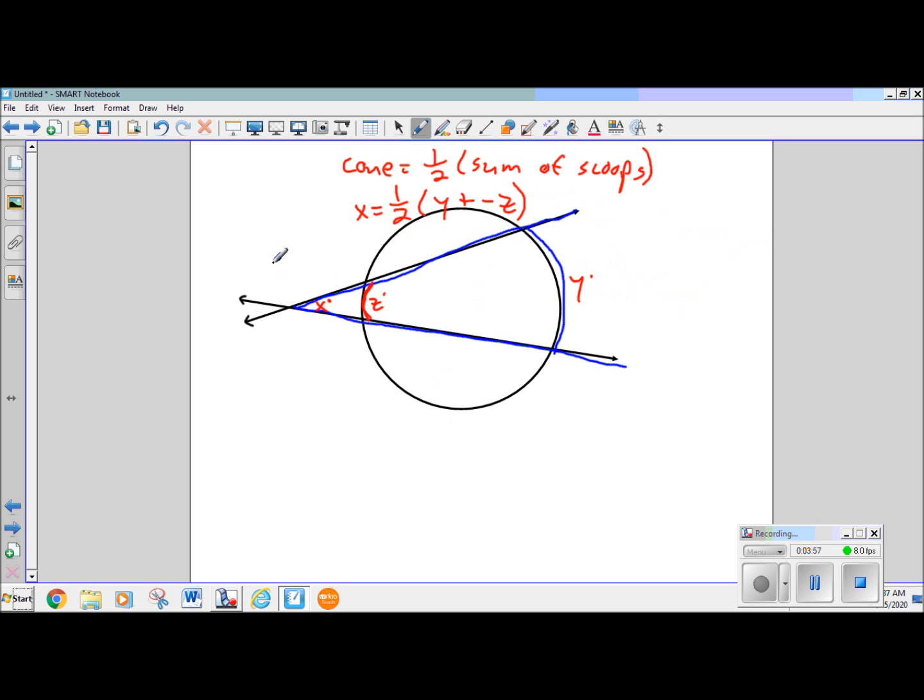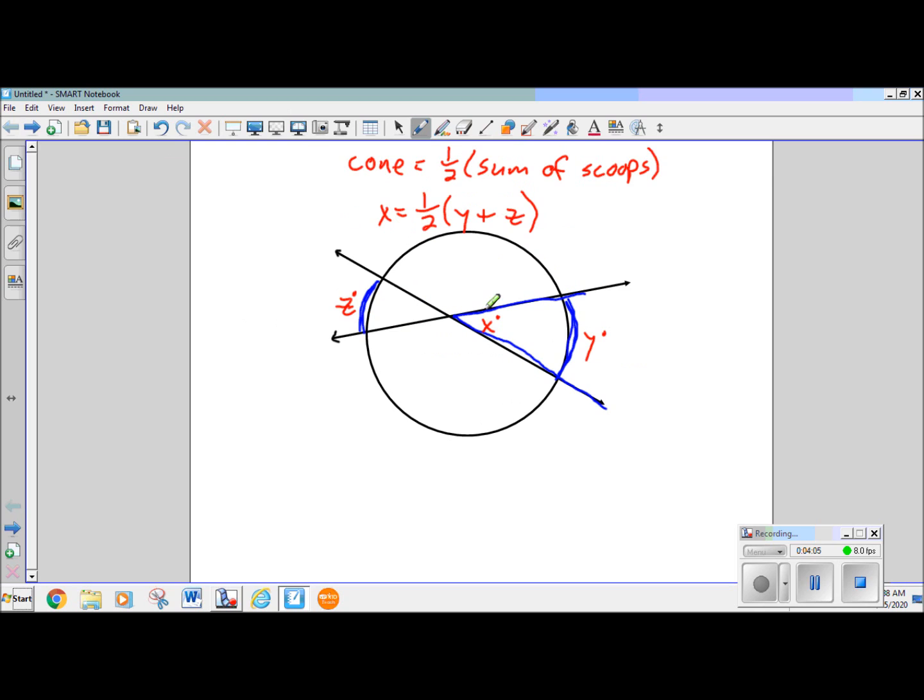When the intersection is outside the circle, one scoop is negative. And when the intersection is inside the circle, you use one scoop that the angle opens up to, and the other scoop from its vertical angle.